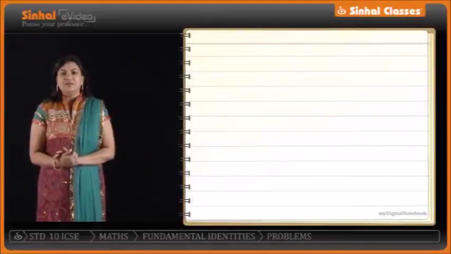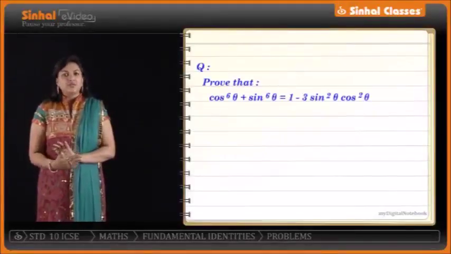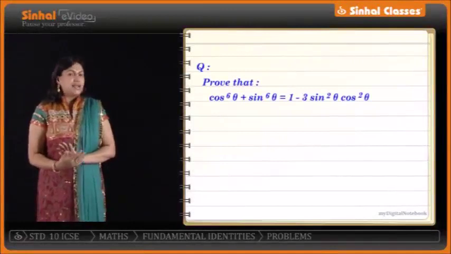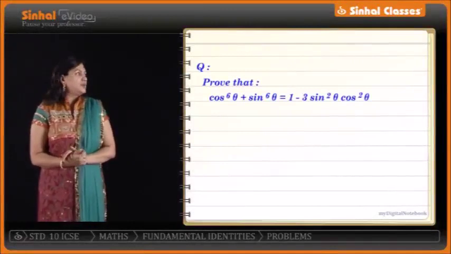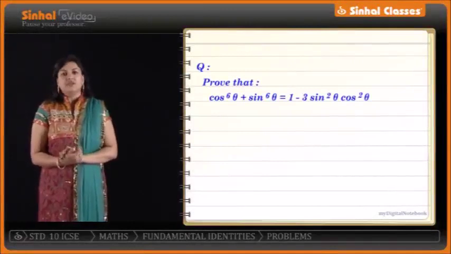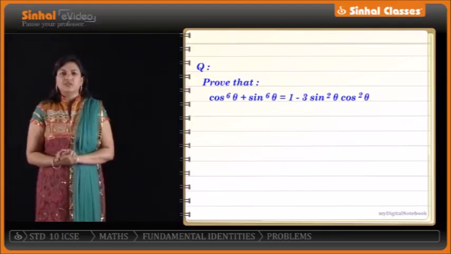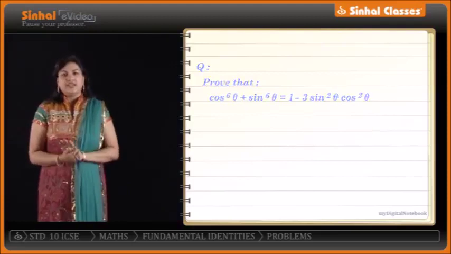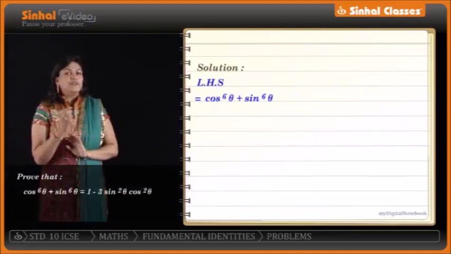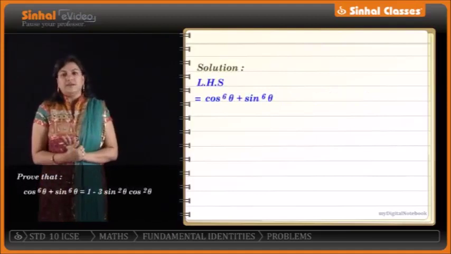Now to the next problem. Prove that cos^6 theta plus sin^6 theta is equal to 1 minus 3 sin square theta cos square theta. We start with LHS. Now we have cos^6 theta.